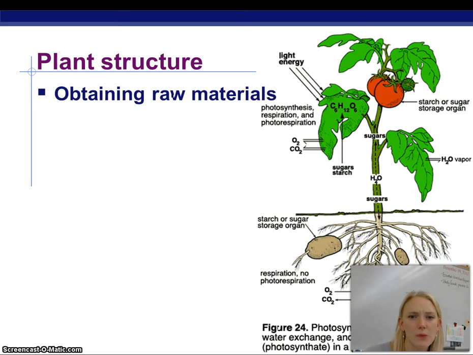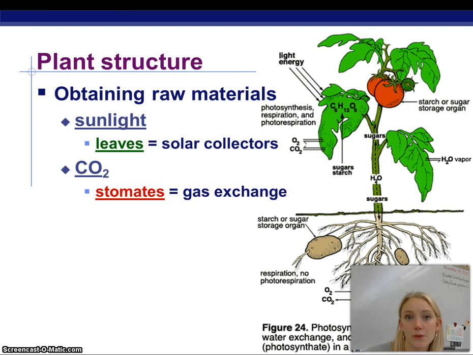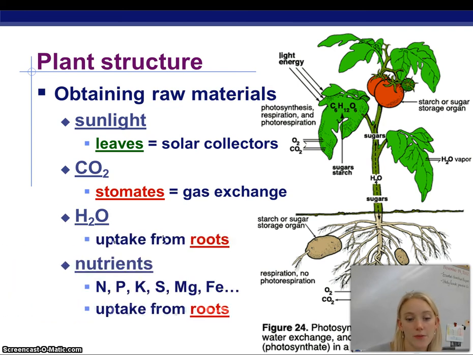Some of the plant structures, we won't get into too much of this, but just so you know, the leaves are responsible for collecting sunlight. Carbon dioxide also goes through the leaves, through the stomata, which are on the leaves, little openings that allow carbon dioxide in and oxygen out. Water gets taken up from the roots, and nutrients also come from the roots.